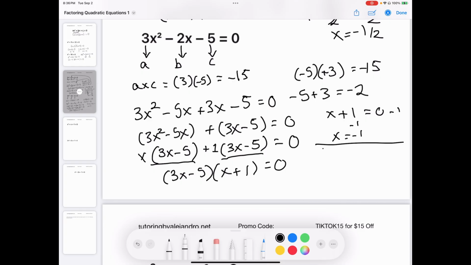Great. Now for the other one. 3x minus 5 equals 0. So the 5 is subtracting, so we're going to add 5 on both sides. The 5's cancel out, and then we're left with 3x equals 5. Now the 3 is multiplying, so we're going to apply the opposite, which is just dividing both sides. The 3's on the left cancel out, and we are left with x equals 5/3. Okay, so those are our two solutions, x equals -1 and x equals 5/3.